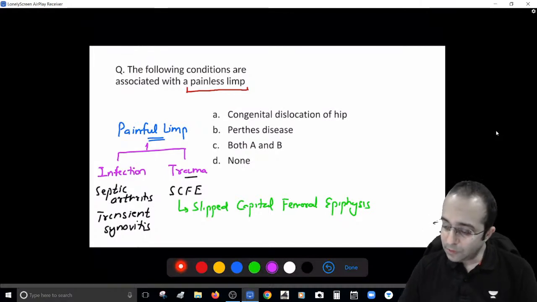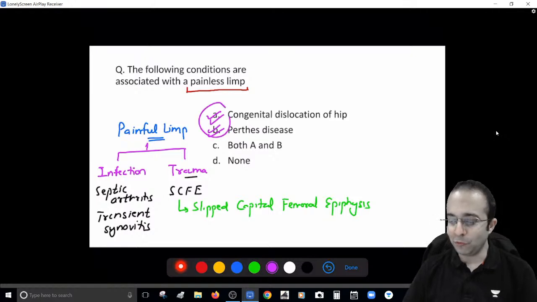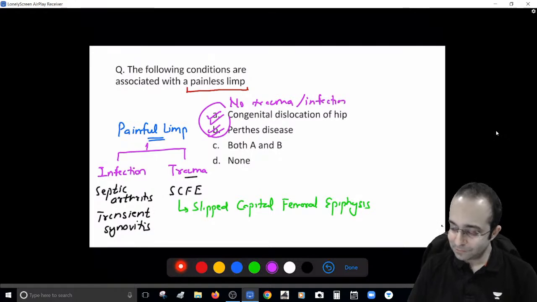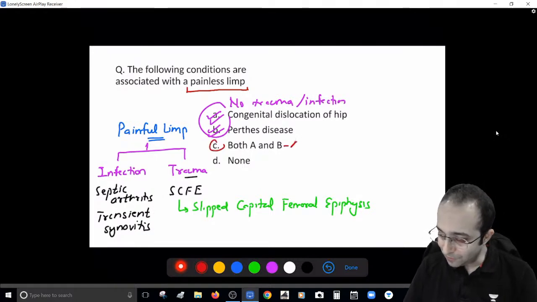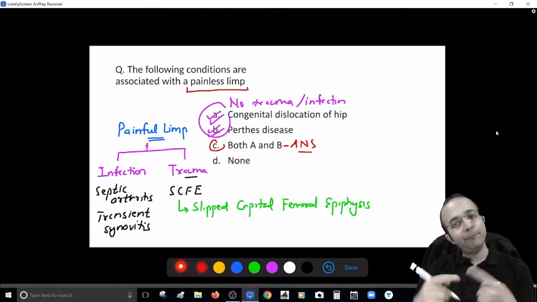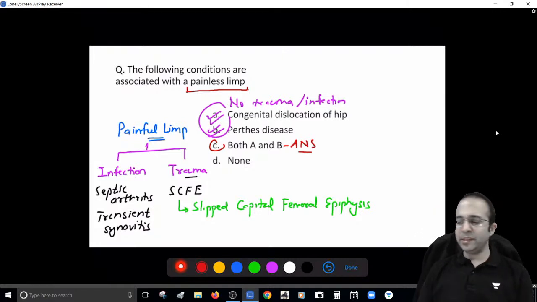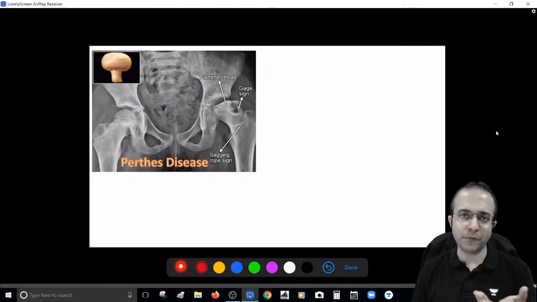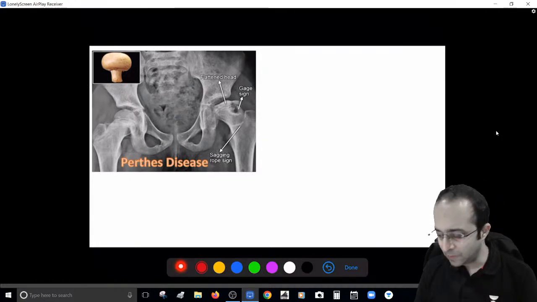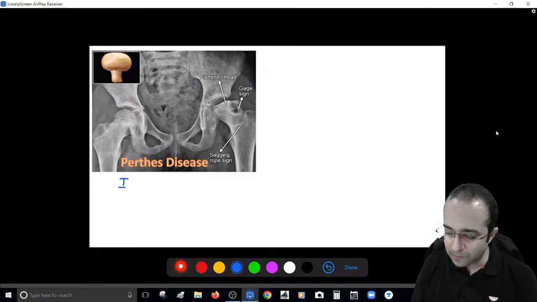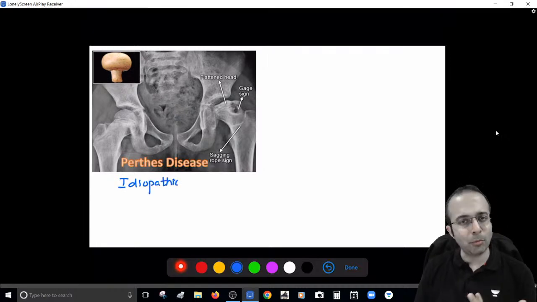Now both these conditions, no trauma involved, and then let me tell you, no infection either involved. So this is the answer, that both of these are causes of a painless limp. I think you already know what is congenital dislocation of hip and what is Perthes disease. See, Perthes disease is an idiopathic condition. So there is no infection, no trauma.